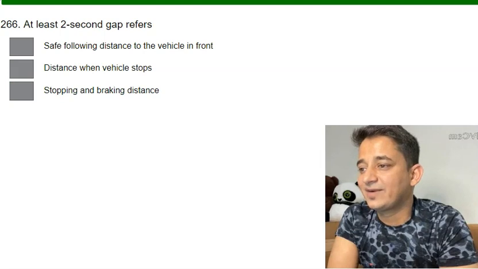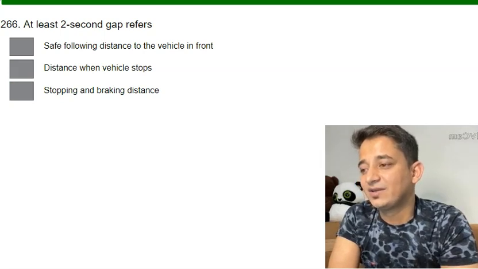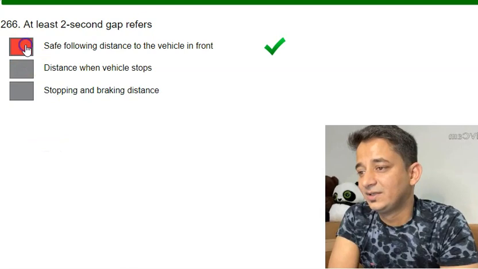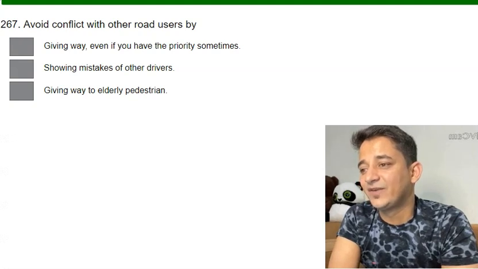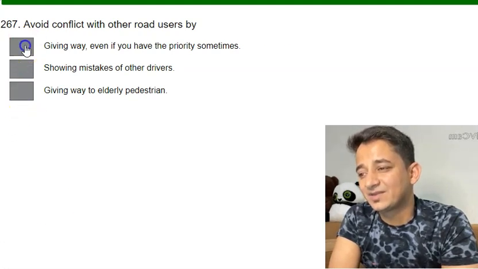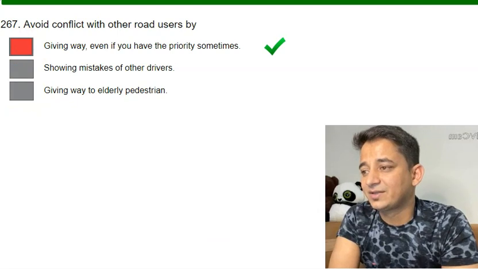At least a 2-second gap, refer to safe following distance to the vehicle in front. So that's the right option. Avoid conflict with other road users by giving way even if you have the priority sometimes. That's right. That's the right option.